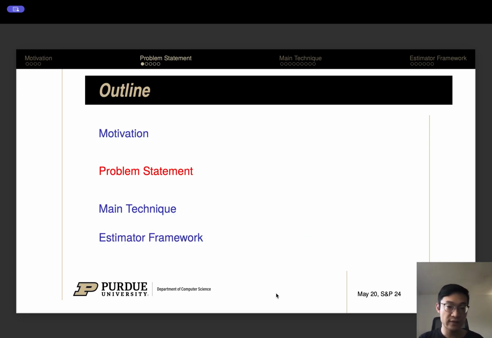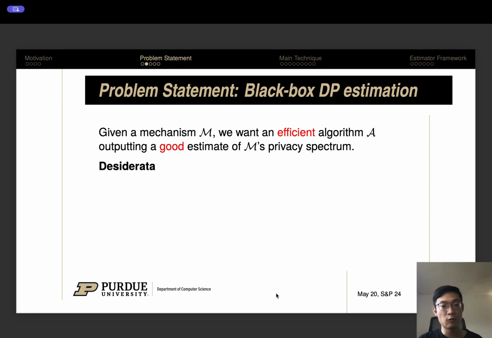So now that we have set up the motivation, we will move on to the next topic, our problem statement. Given a mechanism M, we want an efficient algorithm A outputting a good estimate of M's privacy spectrum. Here, by efficiency we mean that A is a polynomial time algorithm.